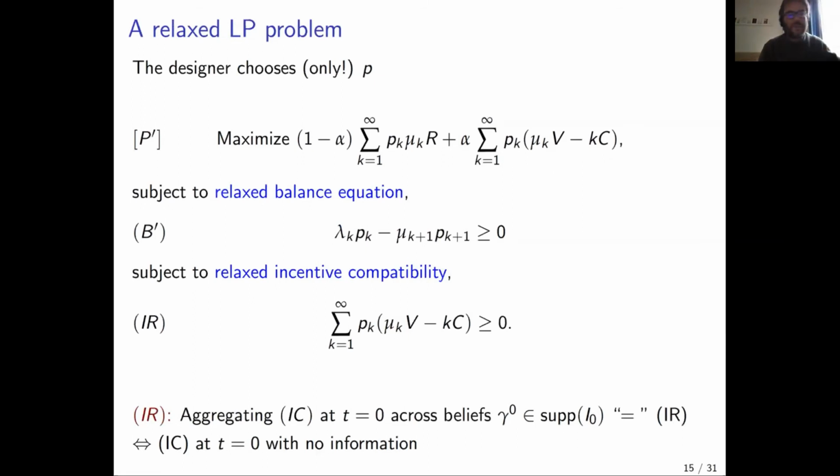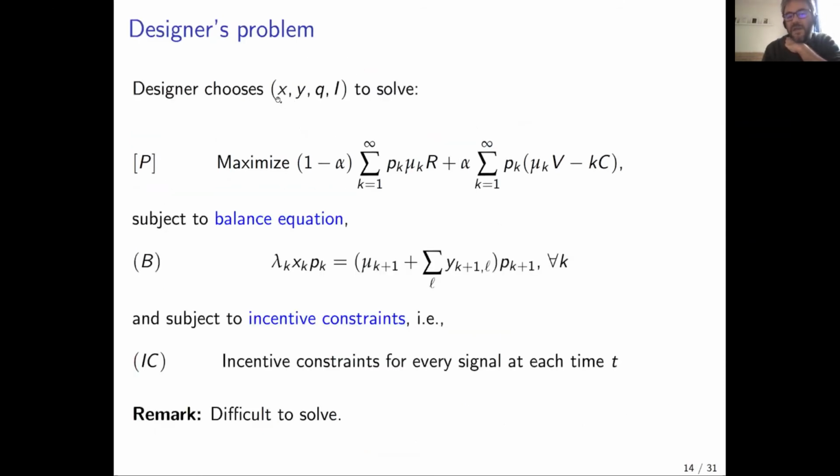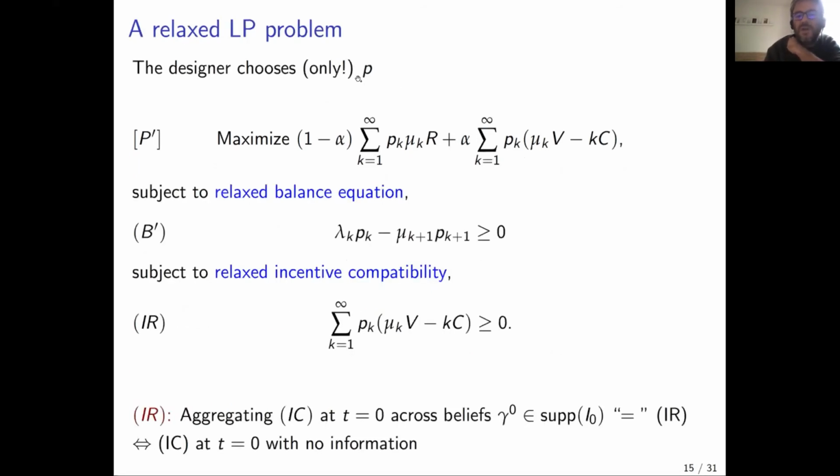The relaxed problem looks like this. The designer can only choose the invariant distribution P. By the way, very briefly, implicitly here, the designer can choose the invariant distribution because by choosing the entry rule and exit rule, he's able to choose an invariant distribution. So here I'm going to assume that the only control variable that the designer has is P. He maximizes the same objective, subject to two relaxed conditions.